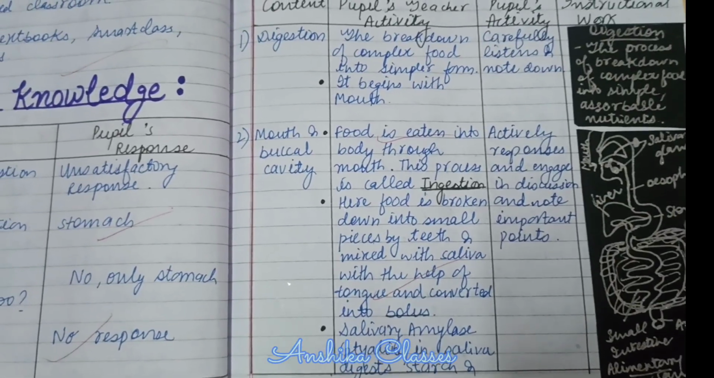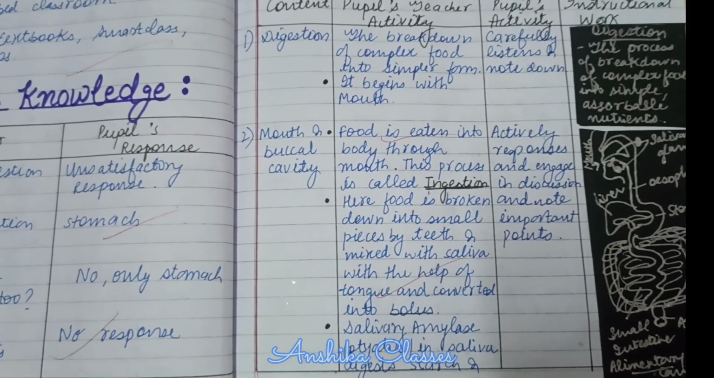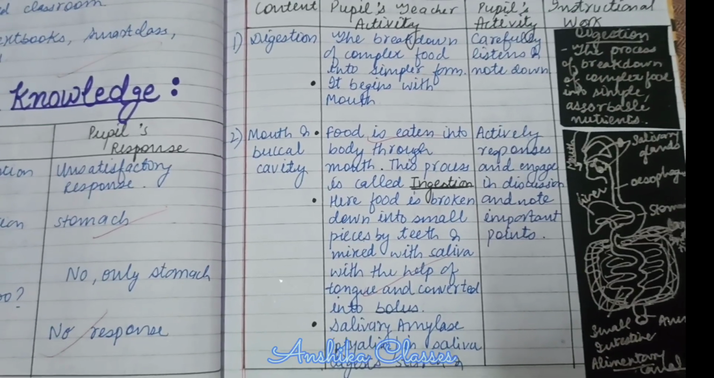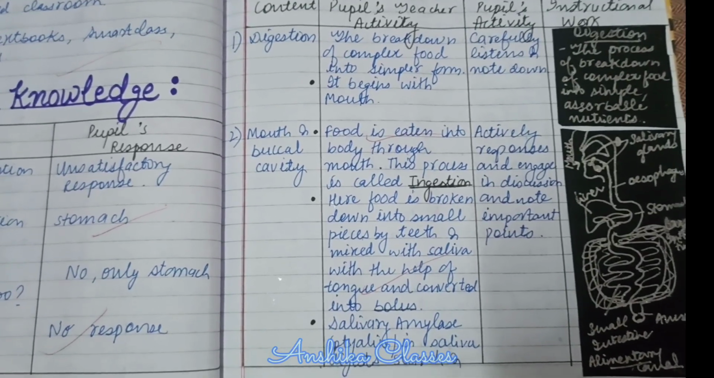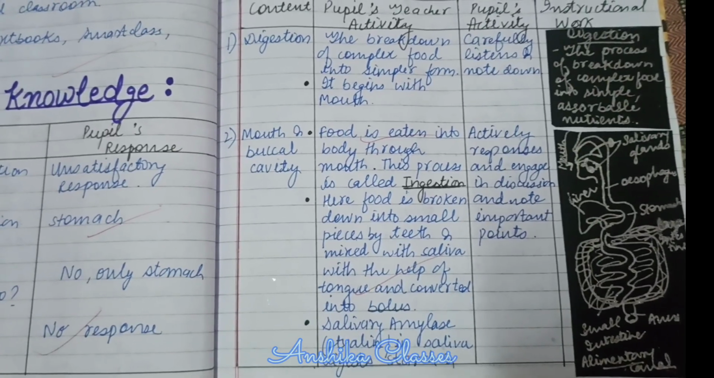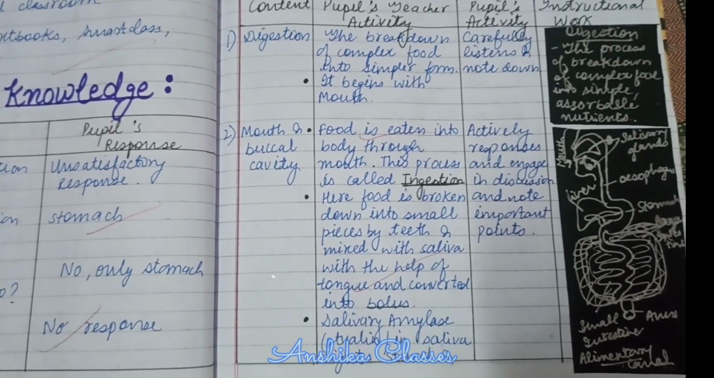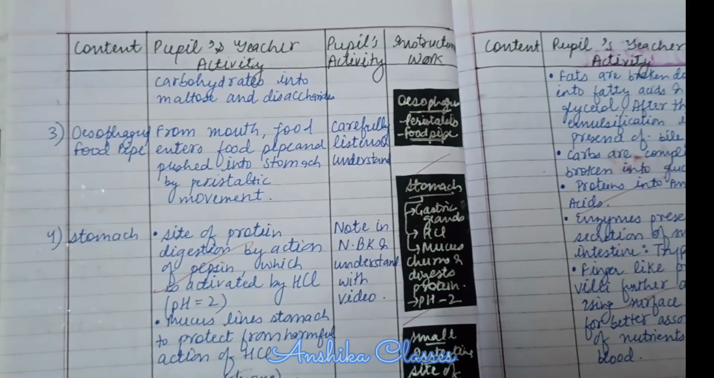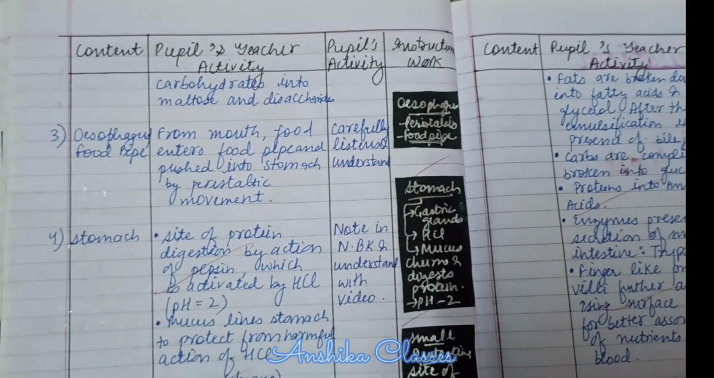The food is taken through the mouth and the process is called ingestion. Then the food is broken down into small pieces by teeth and mixed with saliva with the help of tongue and is converted into bolus. Salivary amylase, which is the ptyalin in saliva, digests starch, that is the carbohydrates, into maltose and disaccharides.